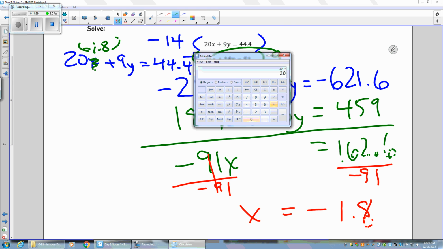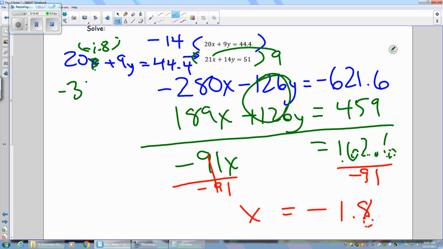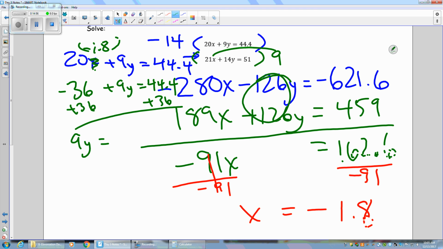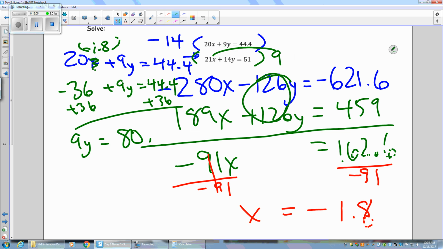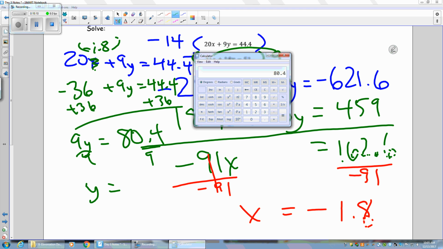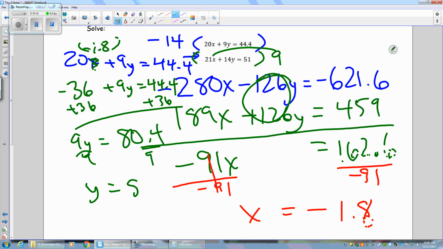20 times 1.8, 36. Look at that. So negative 36 plus 9y is 44.4. Add 36 on both sides to get rid of that. To get 9y is whatever the heck 44.4 plus 36 is. 80.4. Divide by 9 on both sides to get something close to 9, right? I'm not exactly sure what that is. Divided by 9, and 8.9. Whew. And there it is, guys. That is the hardest one I've ever seen.